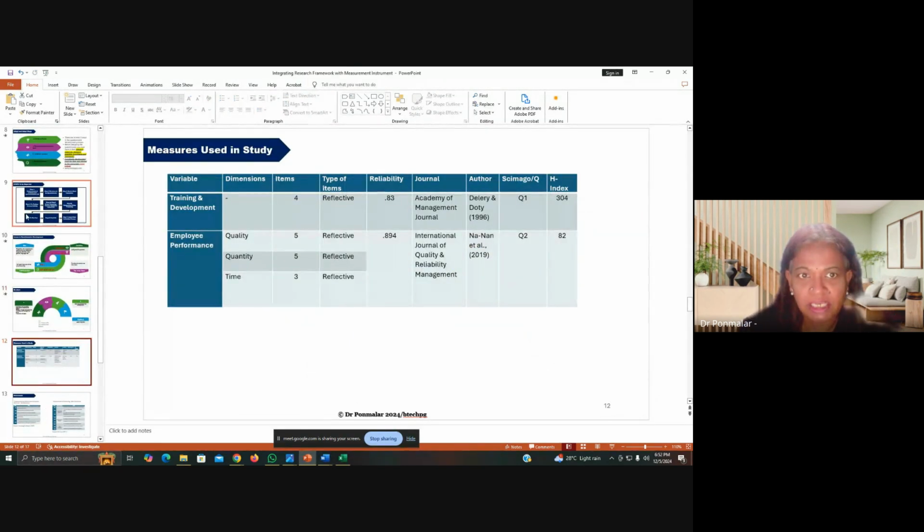Okay, measures used in study. So always remember, do this table awal-awal, right? Do this table. So you list down your variables here. Okay, whether the variable got dimension ke, tak ada dimension ke, you need to mention how many items, and then whether your type of item is reflective or formative, the reliability, and then from where you take your items or your scales, who is the author, the journal, and H index for the author, but this is not compulsory lah. H index ni tak penting, tapi yang lain ni penting.